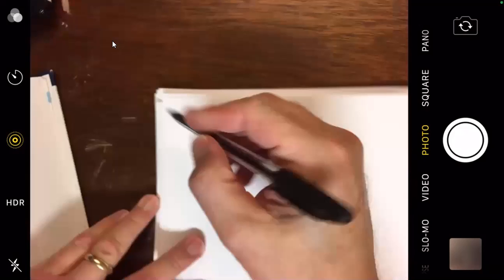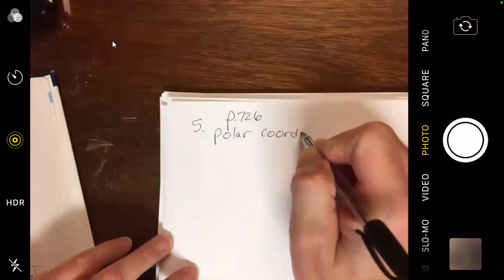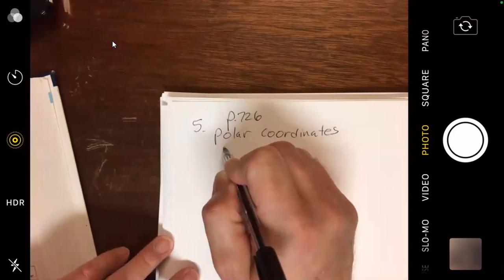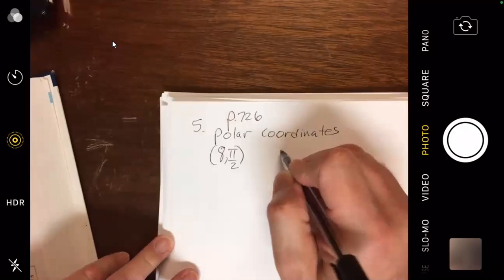All right, they just start off with these conversions. Page 726, number 5, 8, pi over 2. These are polar coordinates. They have to tell you that because you could actually work this in rectangular coordinates. So number 5, on page 726, polar coordinates, 8, pi over 2. Plot the point.